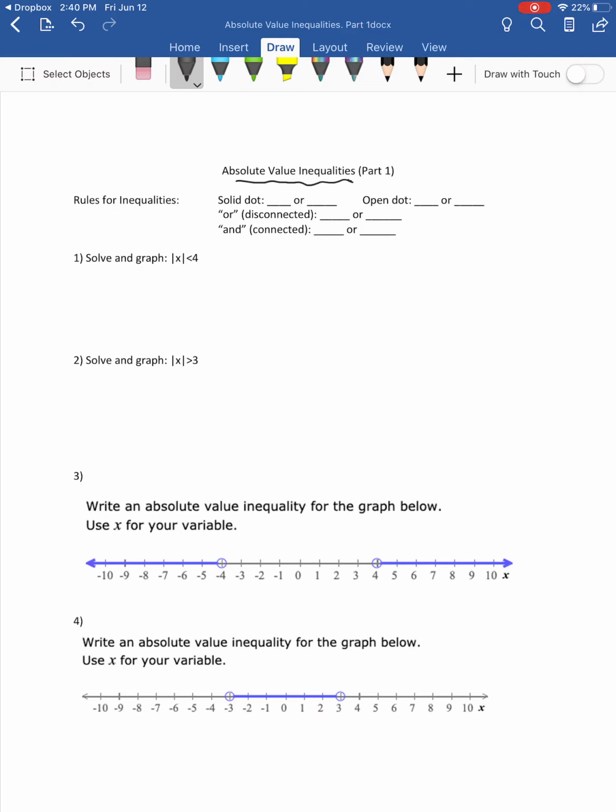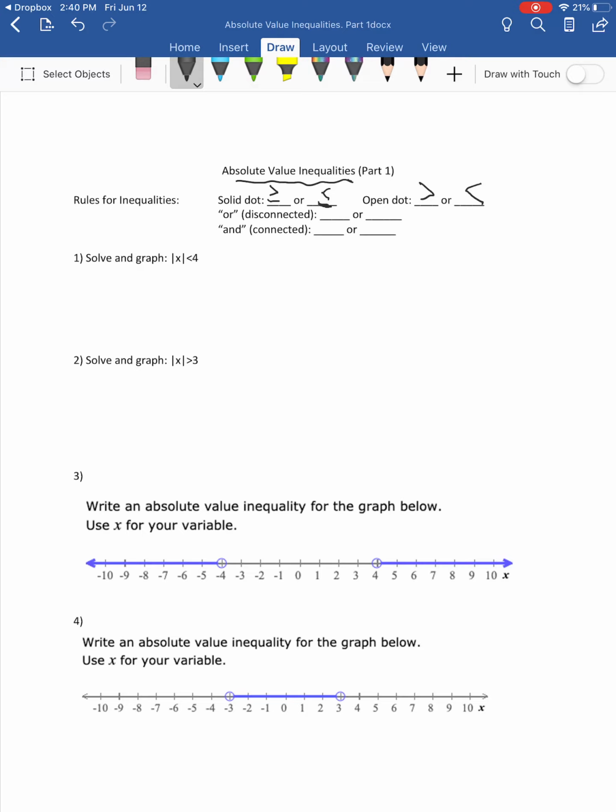Inequalities, when we graph them, they have solid dots, they have open dots. Solid dots have the equal sign, so they're greater than or equal to, or less than or equal to. Okay? Open dots do not have the equal sign, so they're greater than or less than. Okay.